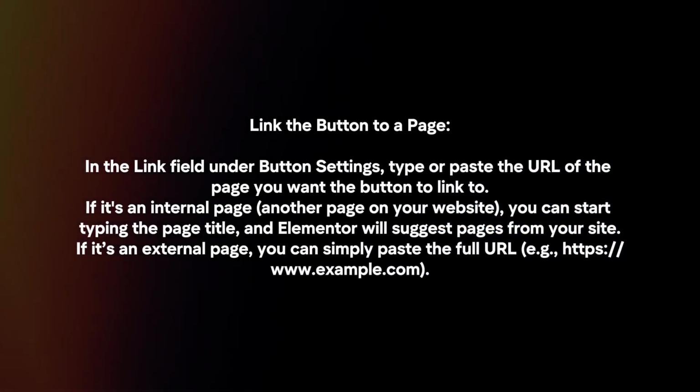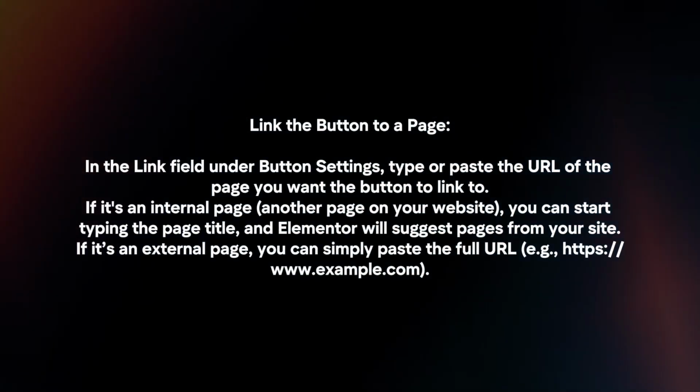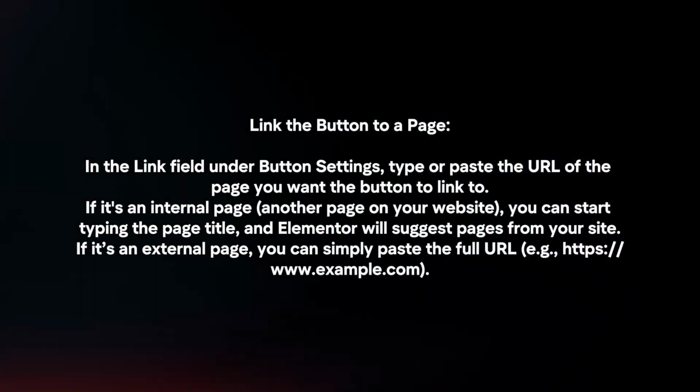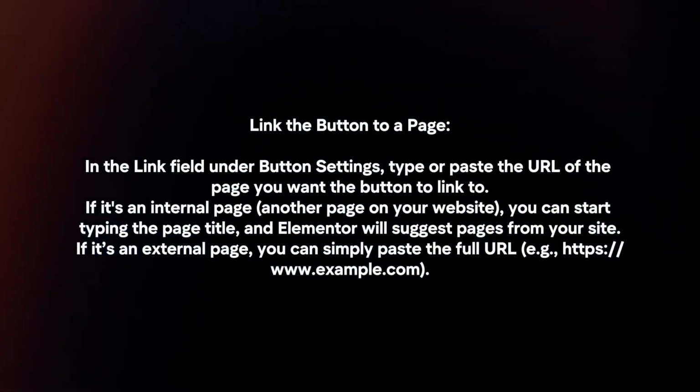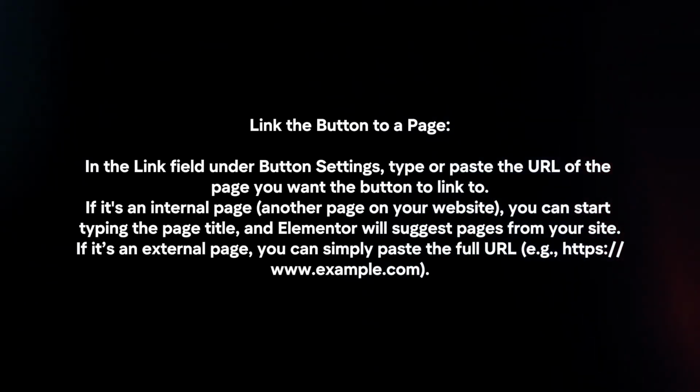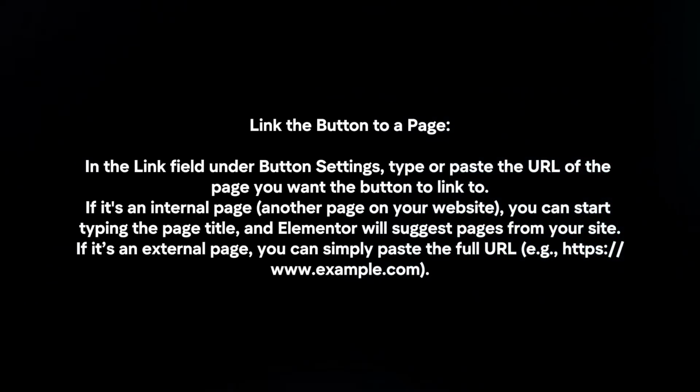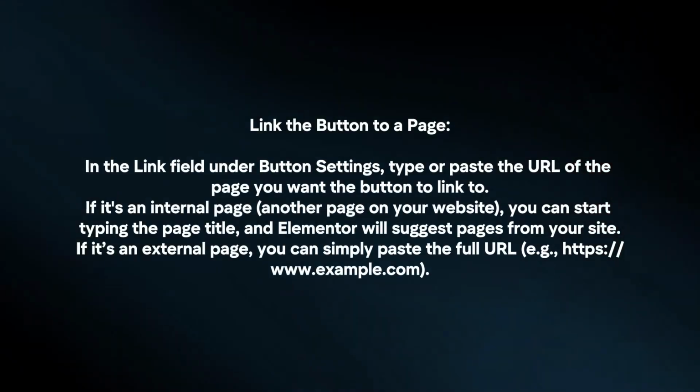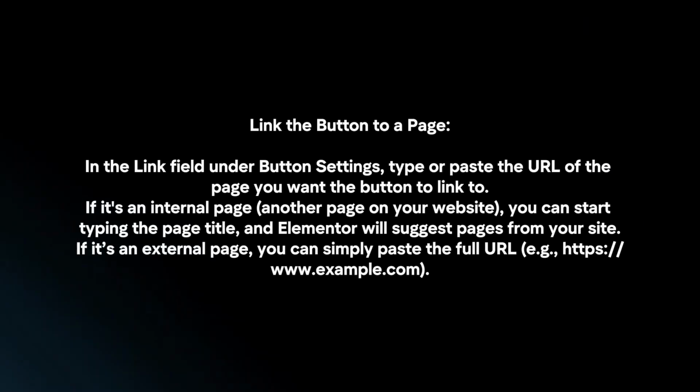In the link field under button settings, type or paste the URL of the page you want the button to link to. If it's an internal page, you can start typing the page title and Elementor will suggest pages from your site. If it's an external page, you can simply paste the full URL.